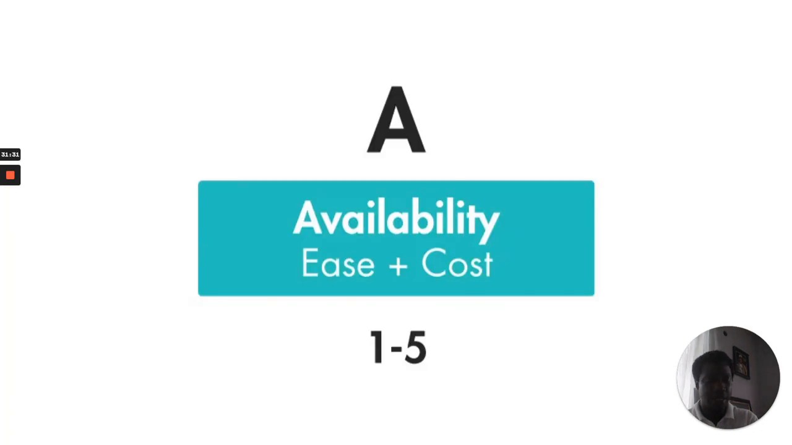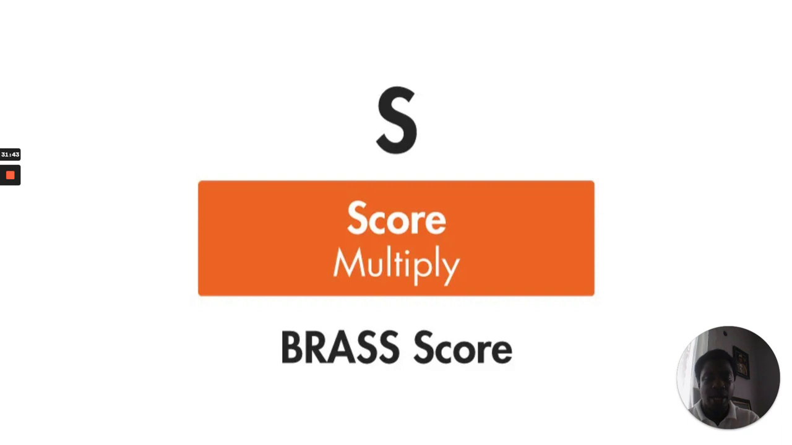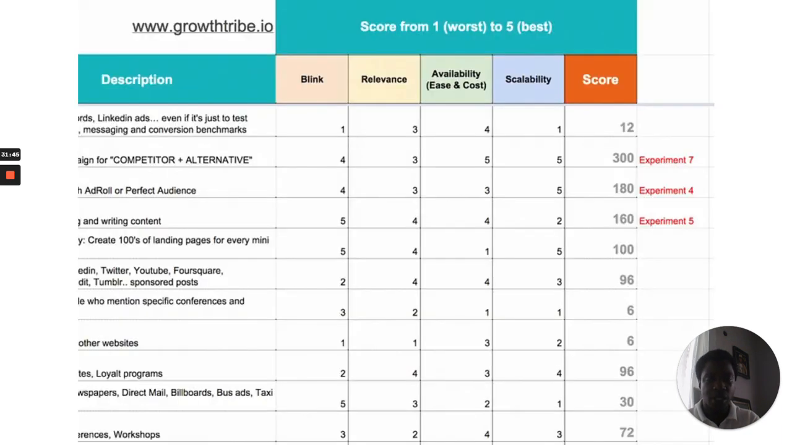Then you have availability. Availability has to do with how quick can we do this? Is it easy? Is it very costly? Then you have scalability. Can it scale? Is it something that is limited? And then you multiply the score. So that makes it the BRAS score. In this example, you have experiment 7, experiment 4, and experiment 5 as the topmost ones. Which experiment are we going to pick first? We're going to pick experiment 7 because it ranks the highest.